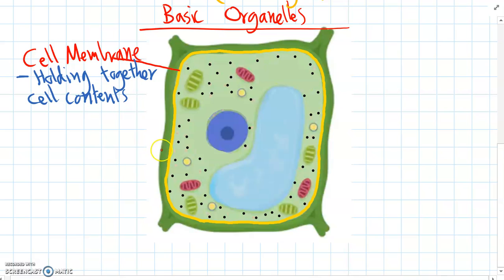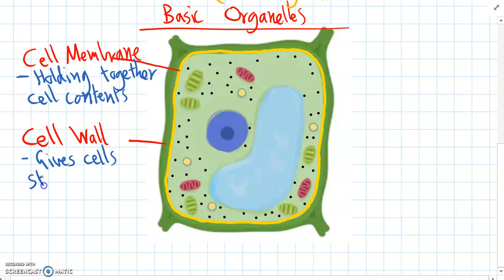Further out from the cell membrane is this thicker layer, and this is a cell wall. And just like any wall, the cell wall is strong and rigid, and it gives the cell a shape. It gives the cells a strength or a solid shape.